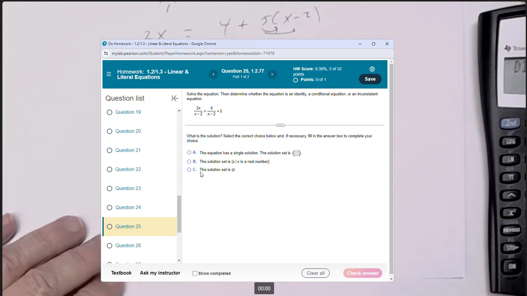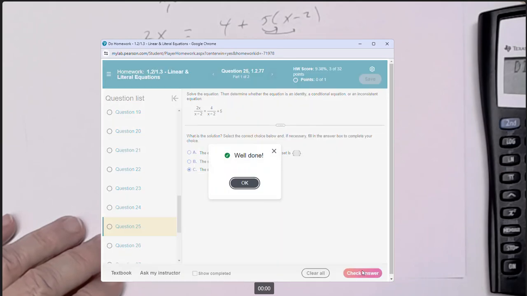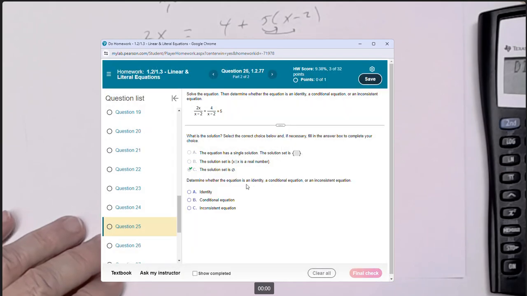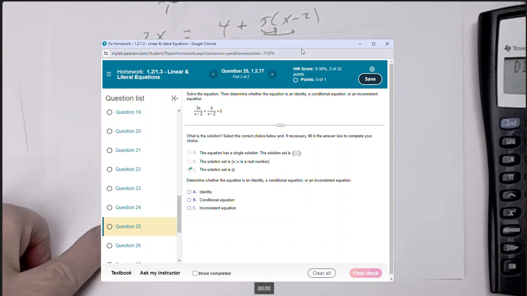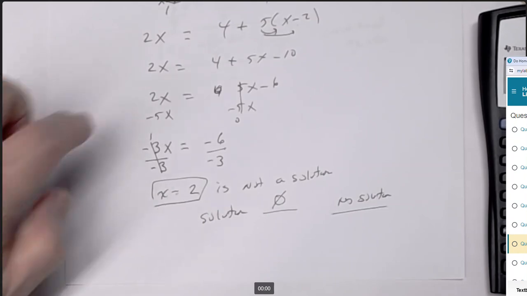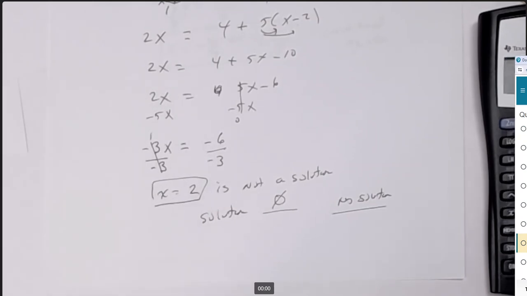But then it asks you this now. Determine whether the equation is an identity, a conditional equation, or an inconsistent equation. All right, so remember, a conditional equation is an equation that has a finite number of solutions. Did this have a solution? No. What's the solution? No. Be careful. So let's go back and talk about this.